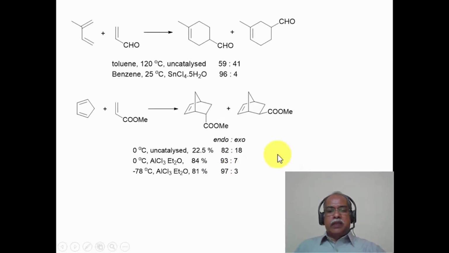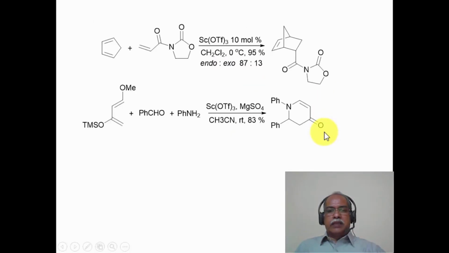So the advantage of the Lewis acid catalysis is not only rate enhancement, it also enhances the endo-exo ratio or the ortho-meta ratio. Regioisomeric ratios are also improved during the course of the catalysis of the Diels Alder reaction.